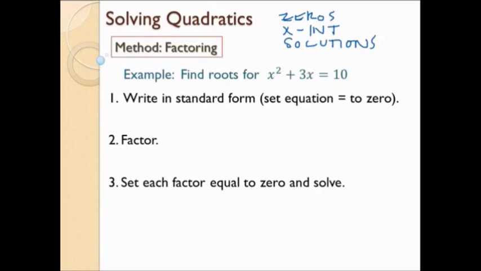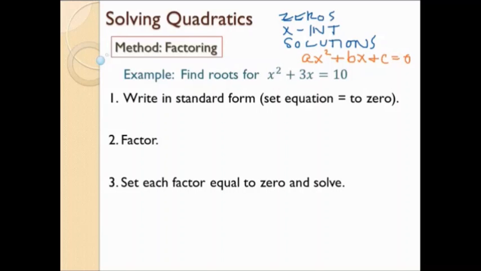So step number one, I want to write the equation in standard form. Standard form is setting the equation equal to 0, but I want to write it in a certain way, and that certain way is ax squared plus bx plus c equals 0. The x squared term has a coefficient of a, the x term has a coefficient of b, and the c is the constant. Now they're not always going to be positive, but I want to write it in that order. So the highest exponent of x first, then the next highest, then the least highest, which is the constant.